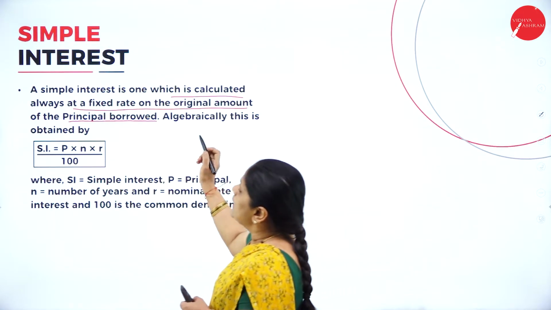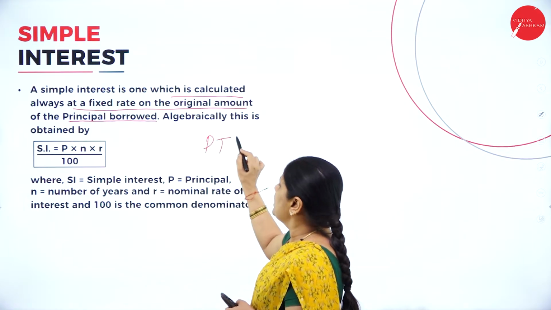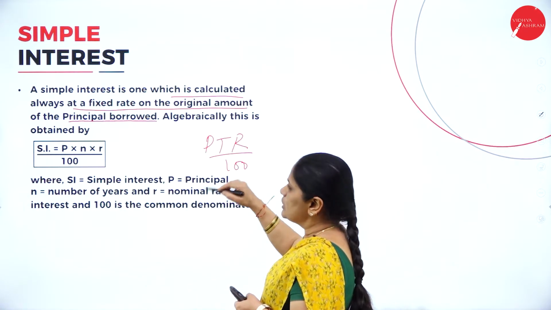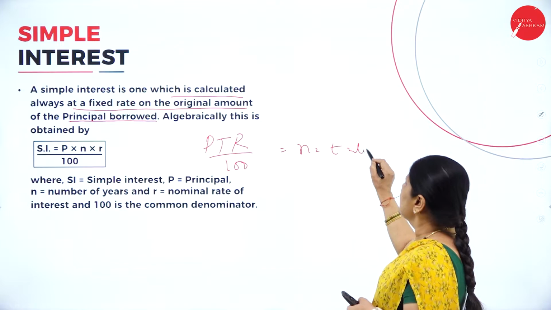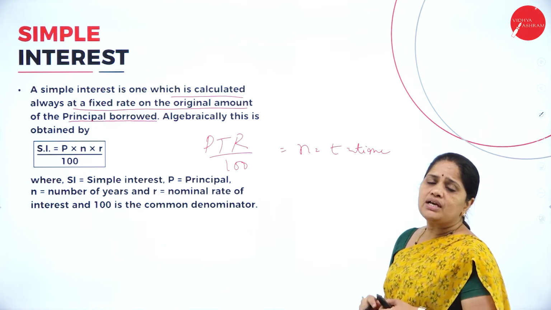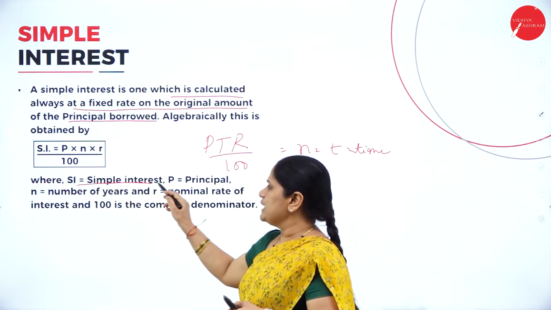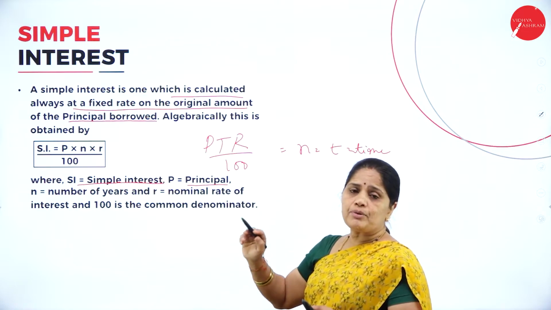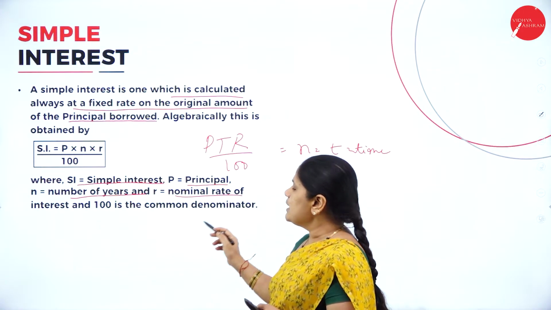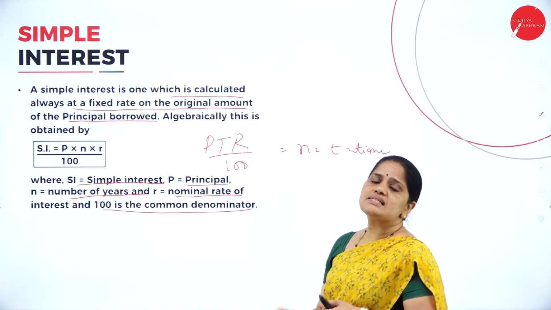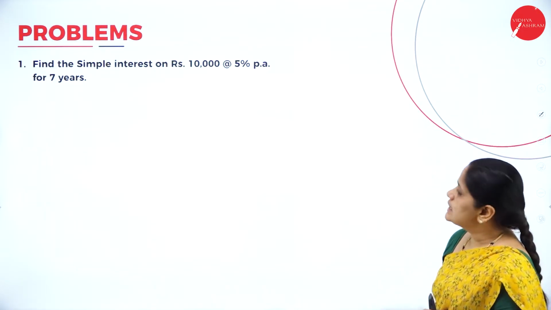So, algebraically, it is obtained by P and R by 100, or you can write it as PTR by 100. Here N means the number of years, or T equals time. What is the time for which the money has been borrowed? SI is the simple interest, P is the principal amount. What is the actual amount which has been borrowed? N is the number of years, R is the nominal rate of interest, and 100 is the common denominator. So, next, we'll do a problem on this simple interest.